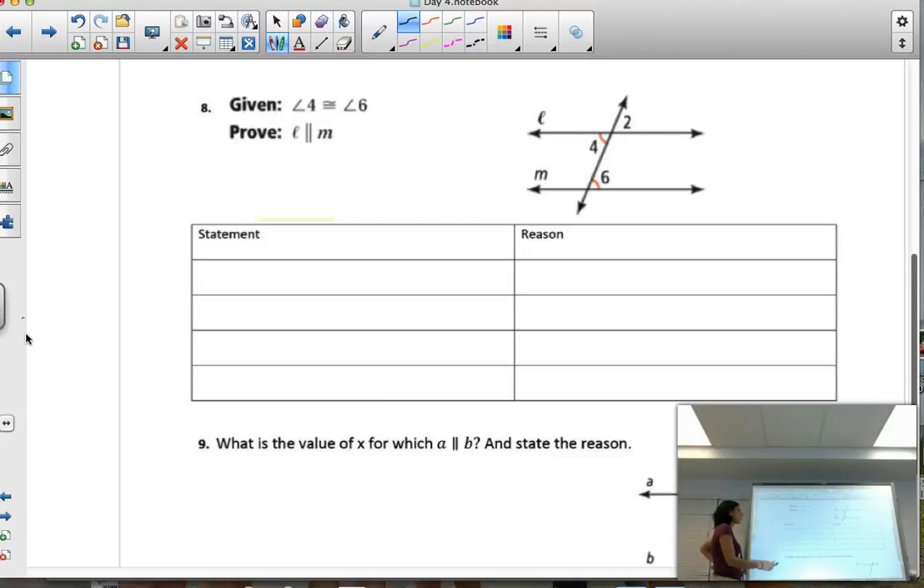So for our statement, what should we write here for the first statement? Angle 4 is congruent to angle 6. Maybe we should draw something up, because we're going to have to give that to a 7th period, too. All right, and what's my reason? Given.